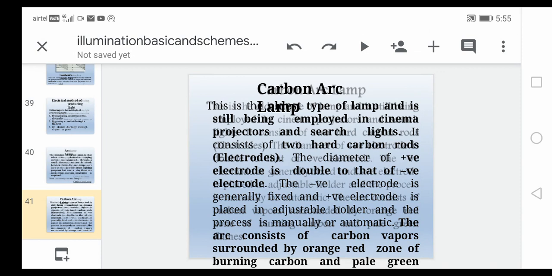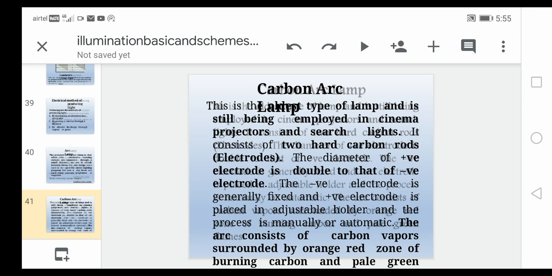The negative electrode is generally fixed and the positive electrode is placed in an adjustable holder, and the process is manual or automatic. What we are going to do here is touch the two electrodes, then an arc will be produced. That arc we are going to use in the form of illumination, which we call a carbon arc lamp.